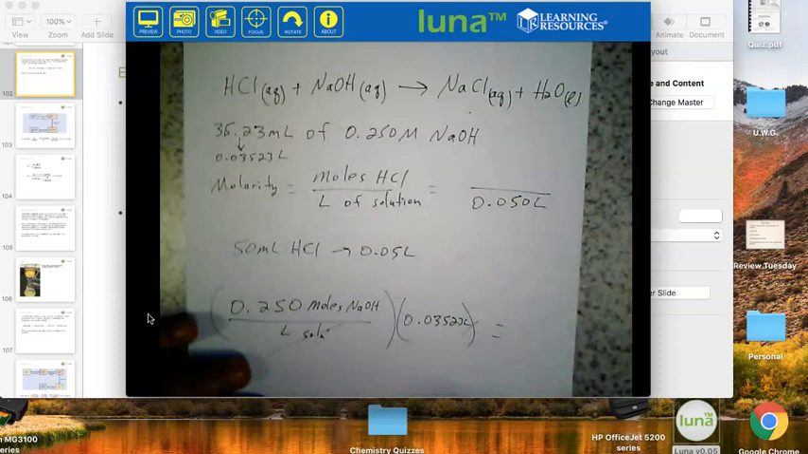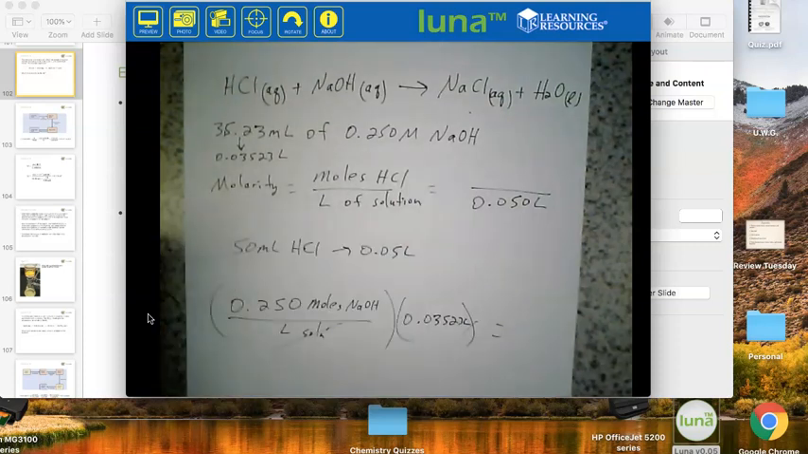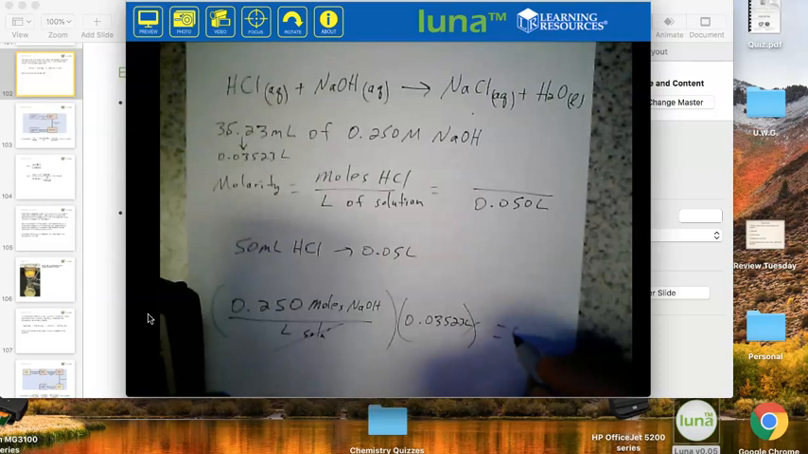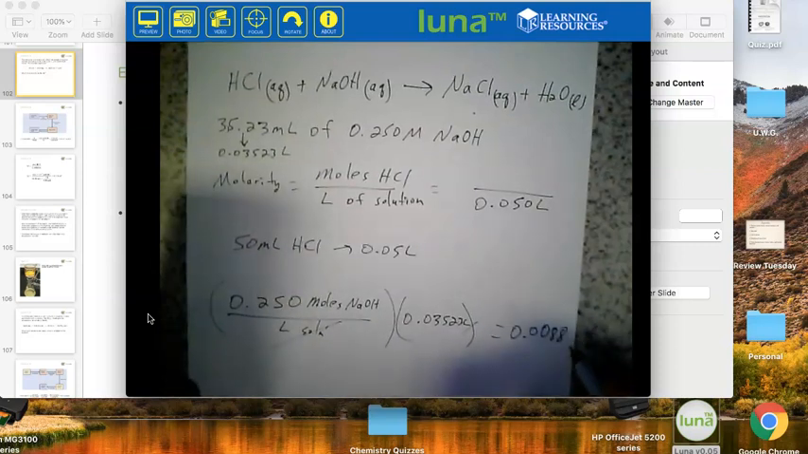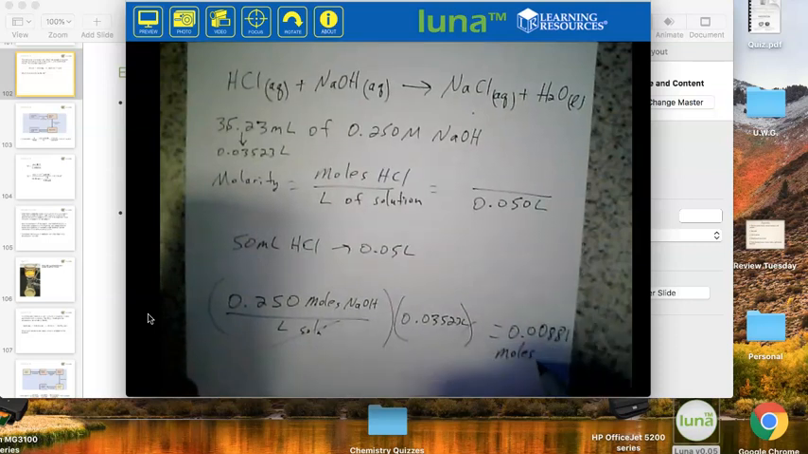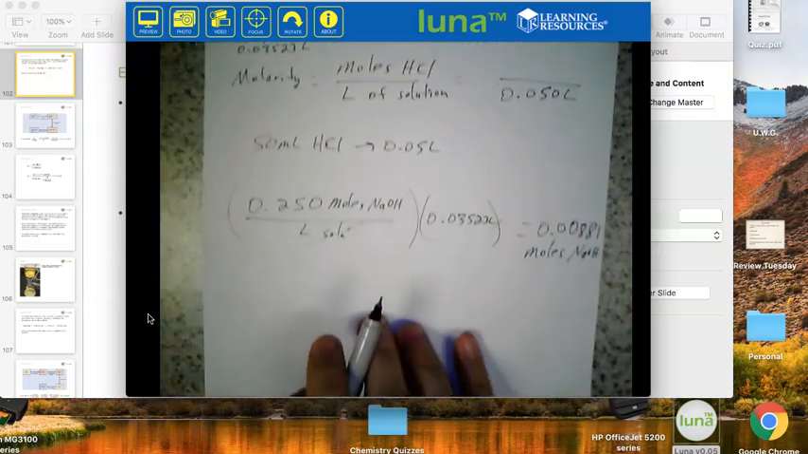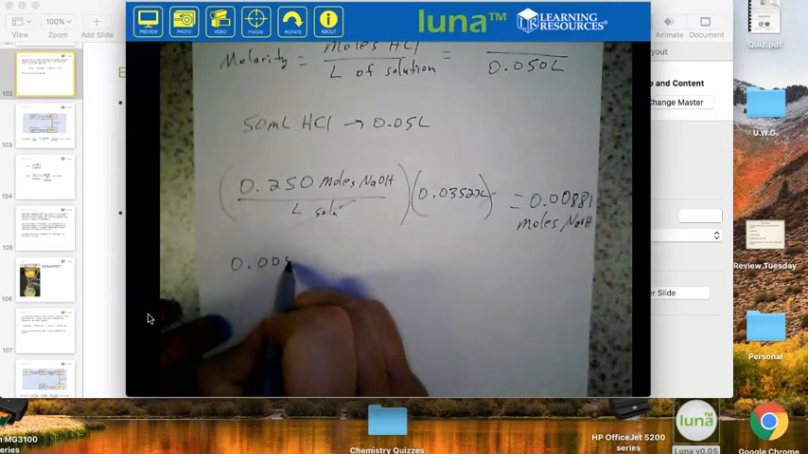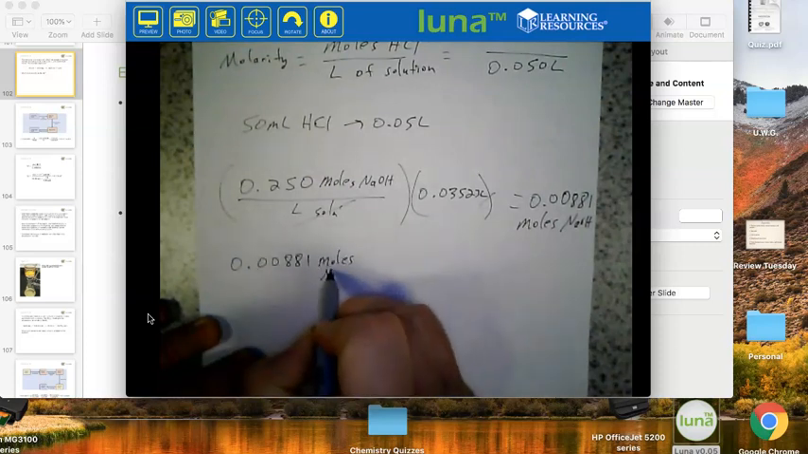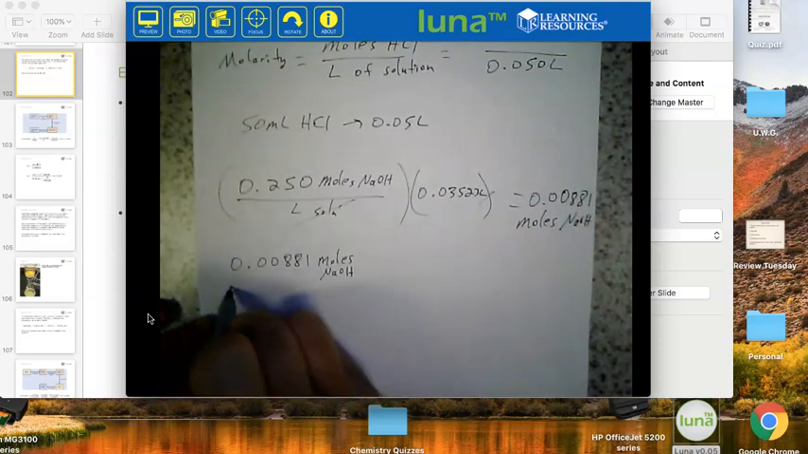All right, so liters cancels out. I'm left with moles of sodium hydroxide. I just do the calculation, so 0.250 times 0.03523, and that is 0.00881 moles of sodium hydroxide. Alright, so now I have moles of sodium hydroxide, 0.00881 moles of sodium hydroxide.